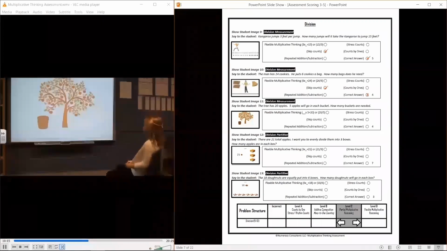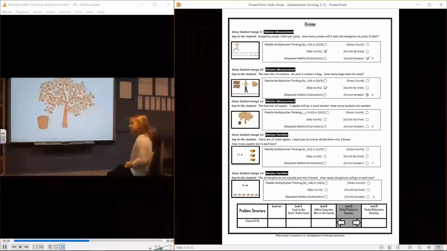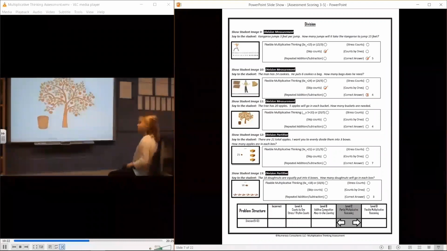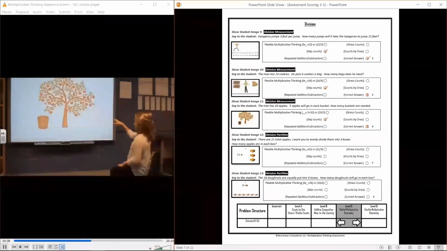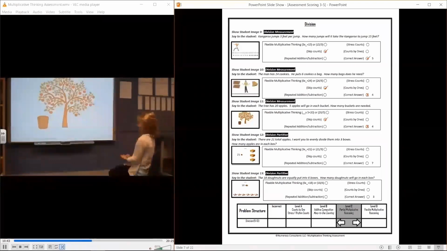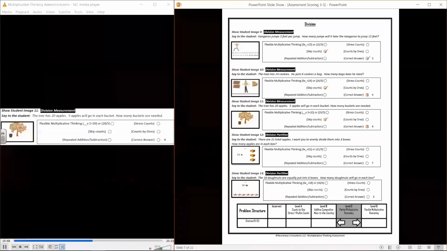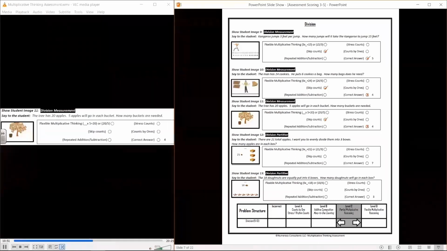The tree has 20 apples. 5 apples will go in each bucket. How many buckets are needed? So there's 20 apples on that tree. If we were to count them, there'd be 20. And if five apples go in a bucket, how many buckets would be needed? 6 buckets. And how'd you get that? I counted by 5s. You counted by 5s and you ended up with 6 buckets? Yeah. Okay. Again, she attempted the skip count, but she didn't use the strategy correctly, so it's incorrect.